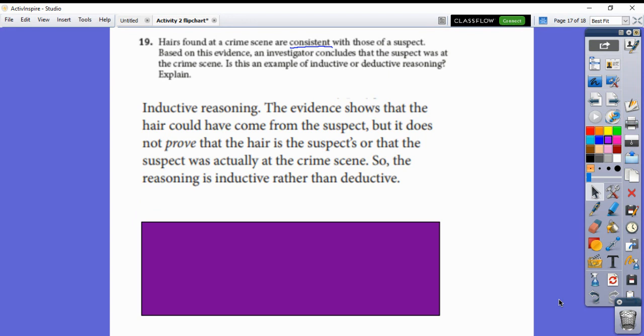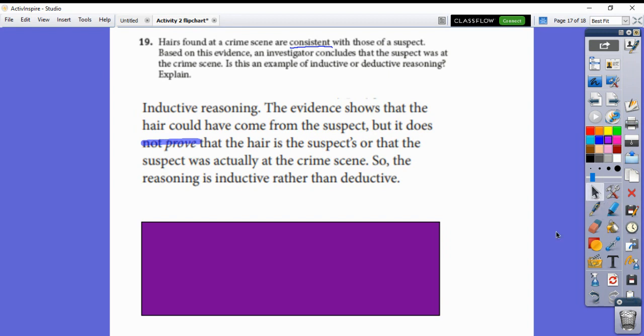The evidence shows that the hair could have come from the suspect, but in order for it to be deductive reasoning, we need to have a proof. We have not proved that the hair is the suspect's or that the suspect was actually at the crime scene. So that means this is an example of inductive reasoning instead of deductive reasoning.